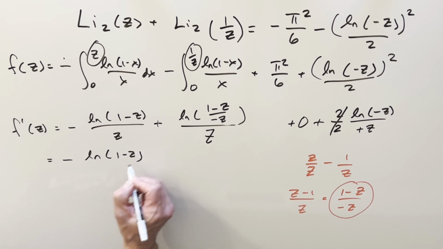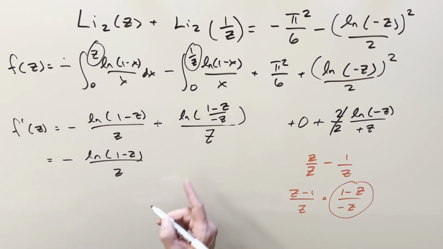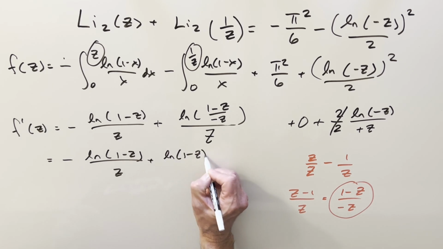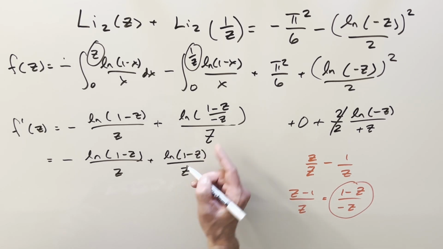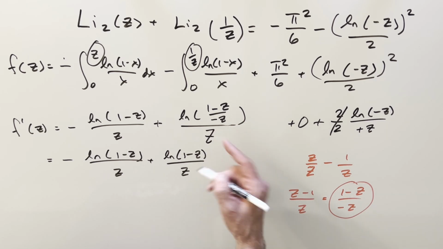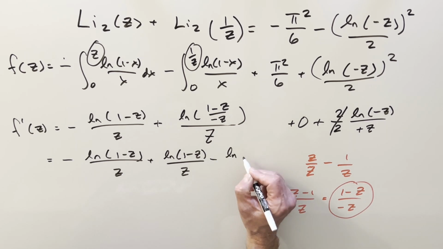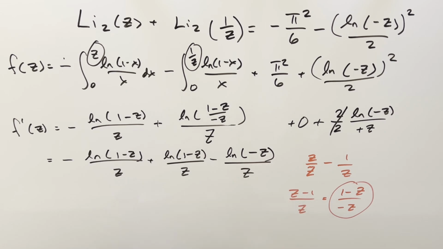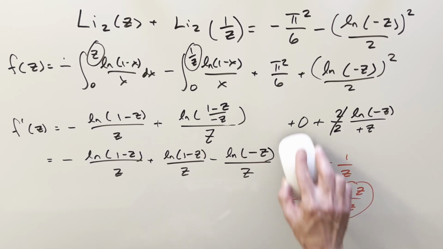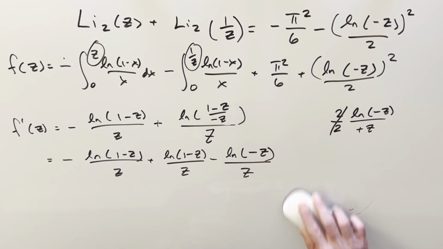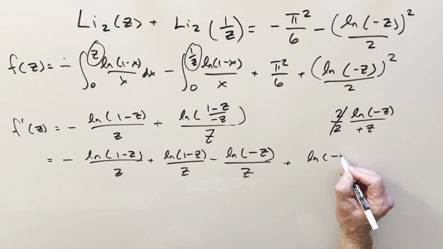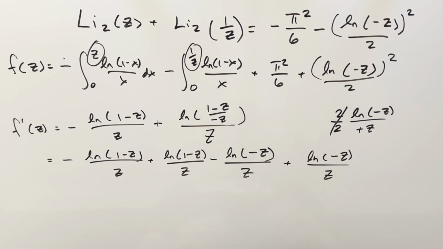So we've got this first one. For this one, breaking it into 2 pieces, we get natural log 1 minus z over z. Then for the denominator, we'll bring a minus sign with the log property. So it's going to become natural log minus z over z. Then here, the 0 is going away, this stuff's going away. Bring this thing here down. We got natural log minus z over z.